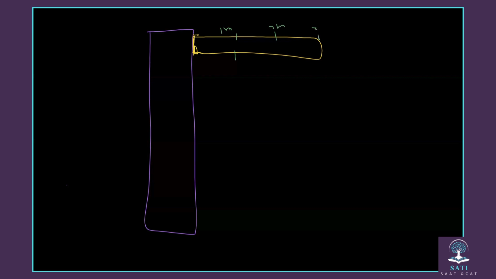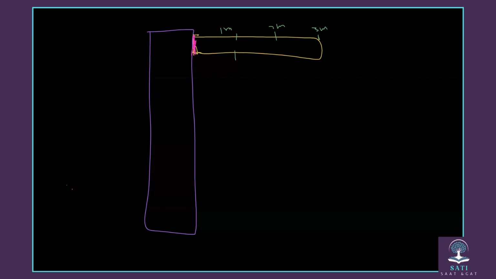In this part, we are going to talk about torque and balance, or equilibrium, of objects. For example, if I have a wall and there is a bar stuck to this wall, and the length from here to here is 1 meter, here 2 meters, and here 3 meters.